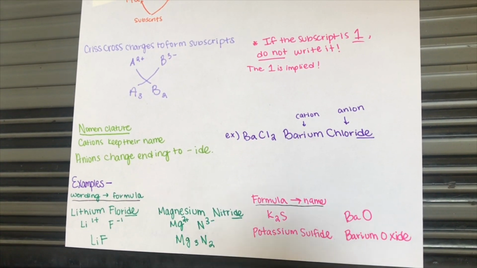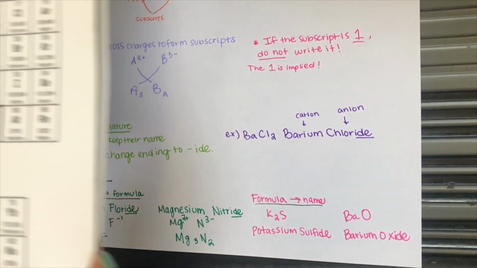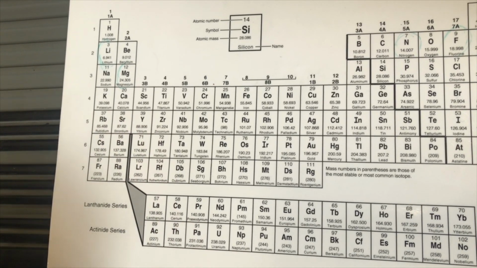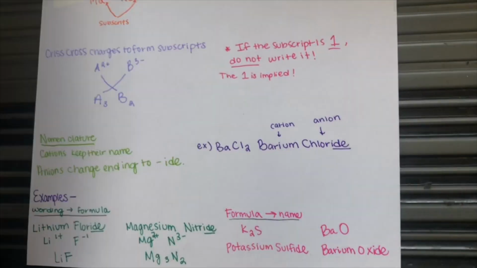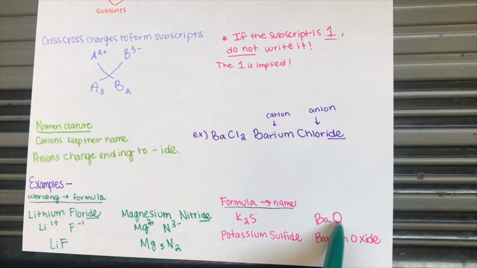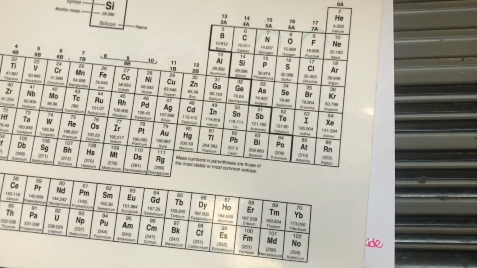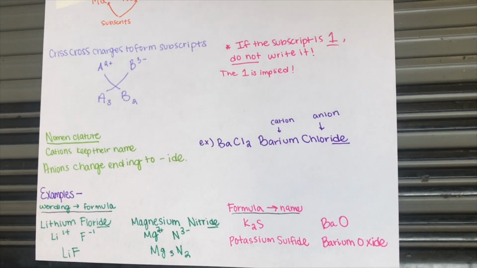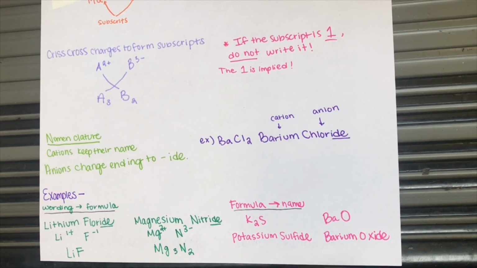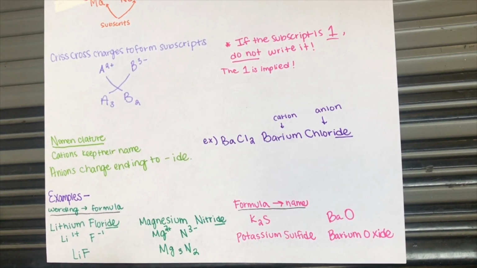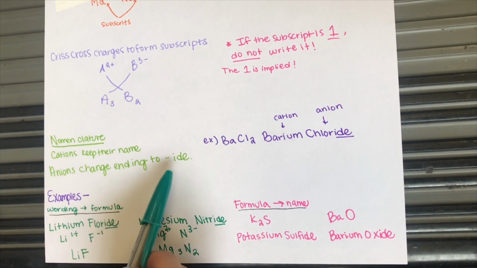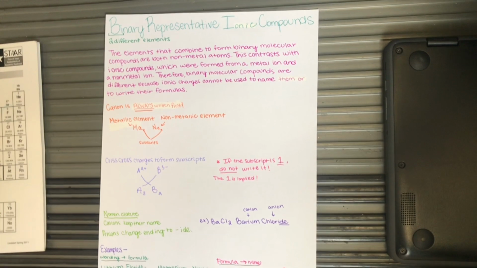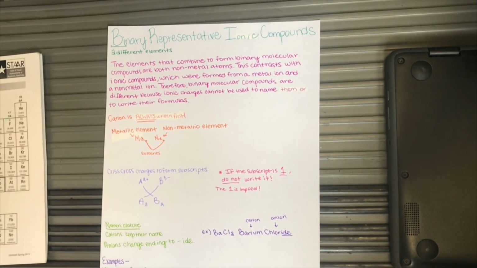Ba stands for barium. When looking at the periodic table, barium is located in group 2A. Oxygen is in group 6A, and its element letter is O. When the anion changes its ending to "ide", it becomes oxide. And that is how you find binary representative ionic compounds.